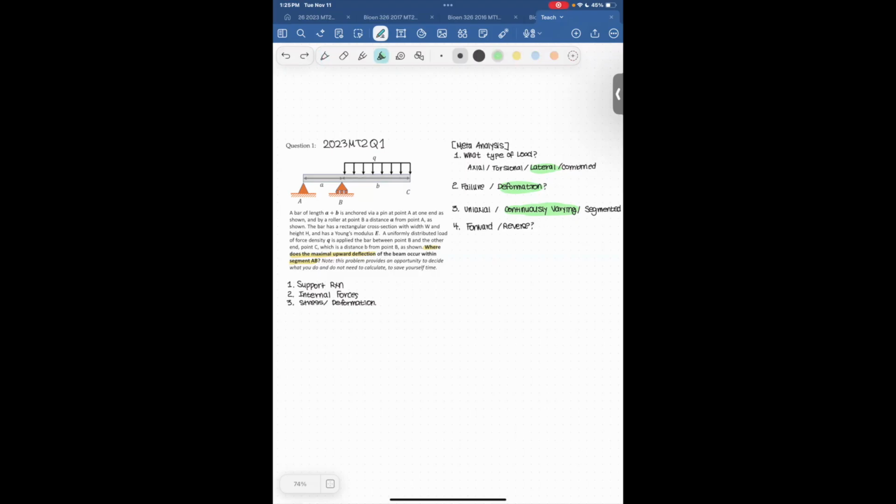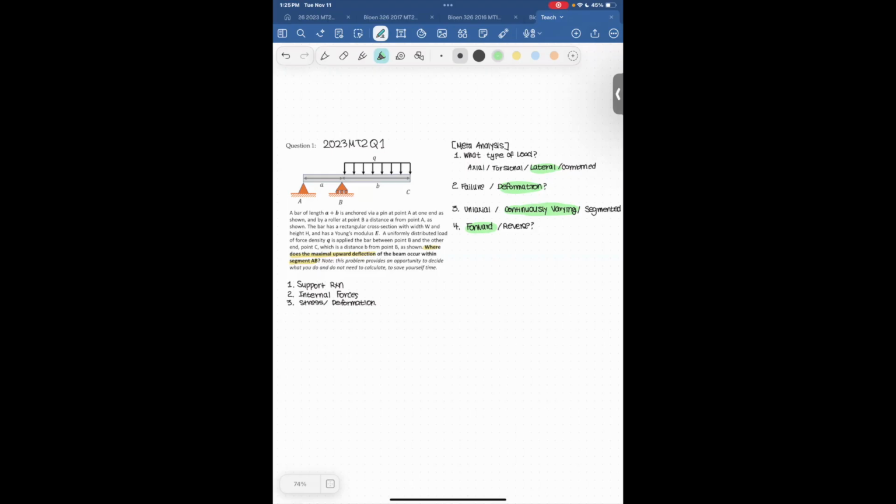And the last question we should ask is: is it a forward question or a reverse question? This is a forward question because a forward question is basically saying, here are the given things, what's going to happen? Is it going to deflect? What's the deformation? Is it going to fail? What's the stress? All those kinds of things. What's going to happen, right?